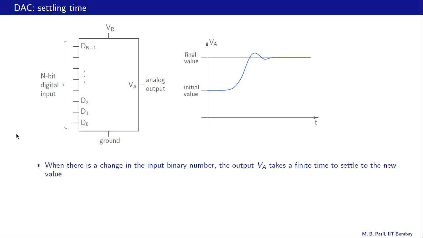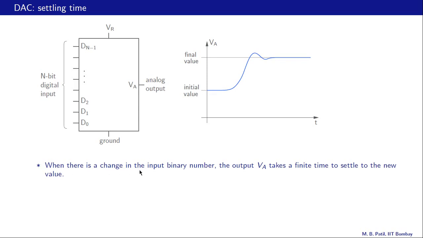There is a very important specification of a practical DAC, and that is the settling time. Let us take a 4-bit DAC as an example, and let us say we are changing our binary input number from, say, 0011 to 1100. As a result of that, our analog output is going to change. This is our initial value, and that is our final value. And it's going to take some time for this initial value to change to the final value.